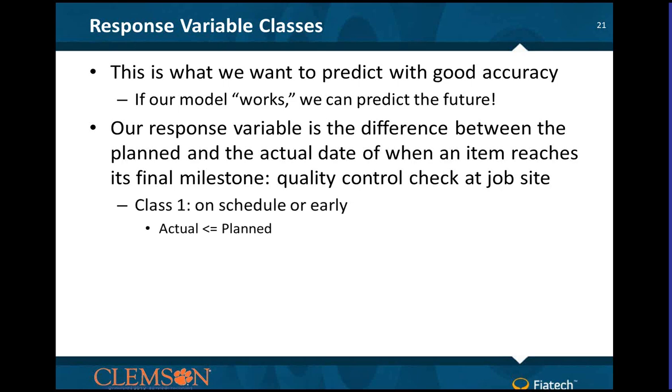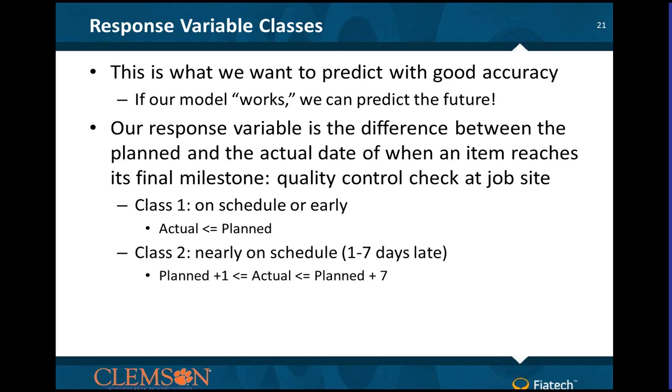Well, we wanted to make it into classes. So we're going to say class 1 is it was on schedule or early, meaning the actual is less than or equal to the planned day. Class 2, we realized we can't just say on time or late, because there has to be some threshold of, yes, it was a day late, but really that's not a big impact. So after talking to some people, we decided to say, for lack of a better term, nearly on schedule are things that arrive 1 to 7 days after the planned date. And finally, we're going to say class 3 is late. Anything that arrived after 7 days from when it was planned.